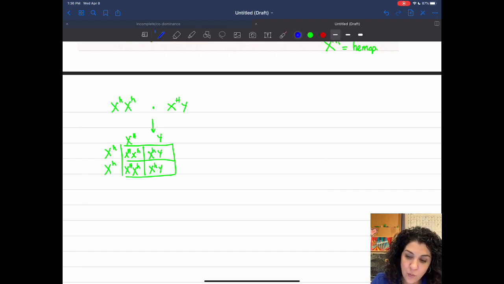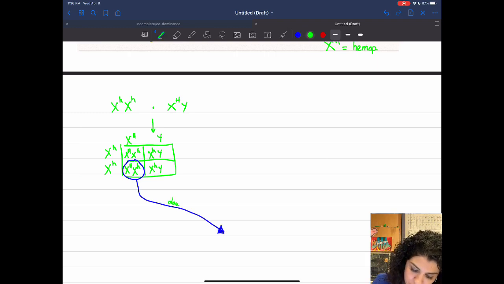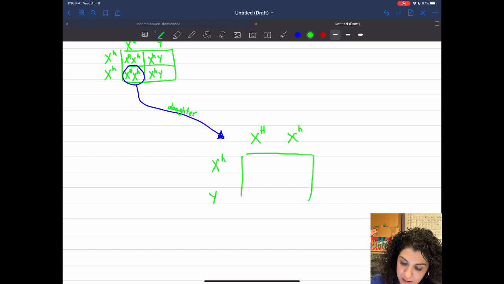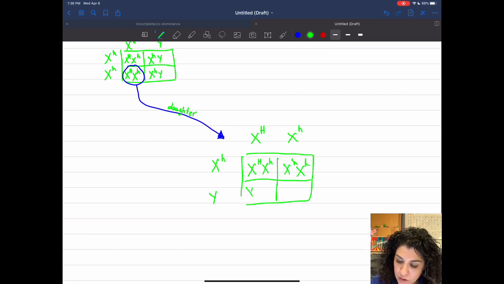So I'm going to take one of these girls, and I'm just going to write down here, this is their daughter. And so she's big H, little h. She marries a hemophiliac man, and it wants to know the genotype and phenotype of their offspring. So X big H, X little h, X little h, little h, X big H, Y, and X little h, Y.